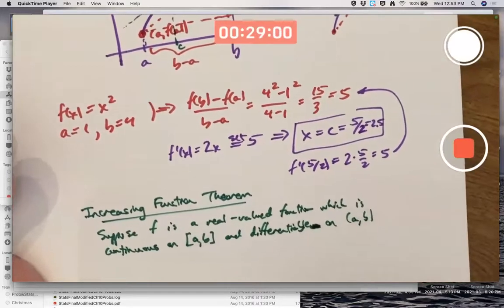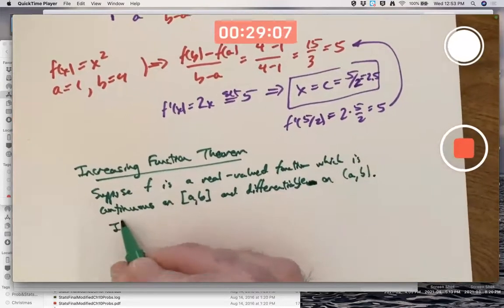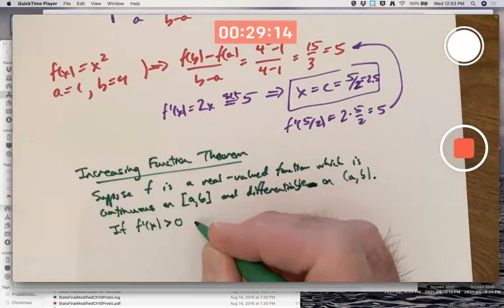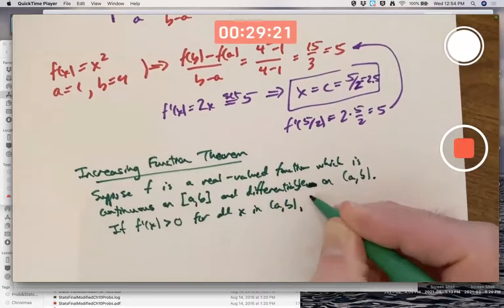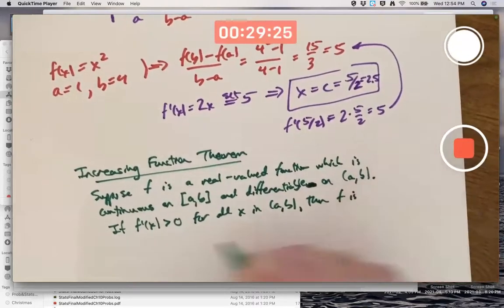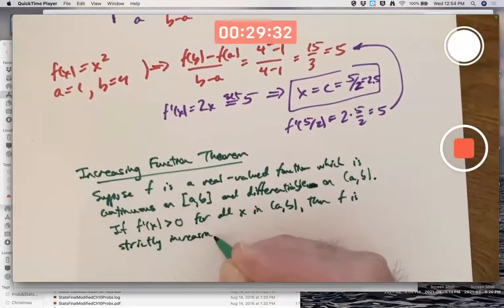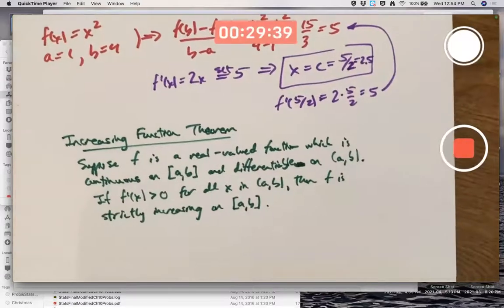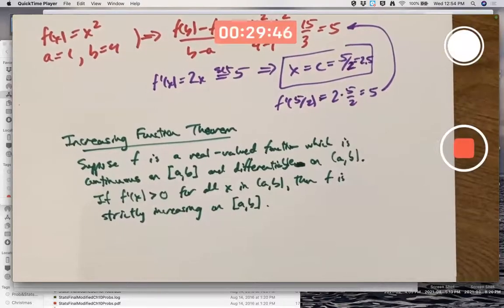So same setup as the mean value theorem. If f prime of x is greater than 0 for all x in the open interval from a to b, the conclusion is then f is strictly increasing, not just on the open interval, but actually on the closed interval from a to b. Now, I'm not going to take the time to prove this. It can be proved fairly easily, actually, with the mean value theorem. So that's one application of the mean value theorem.